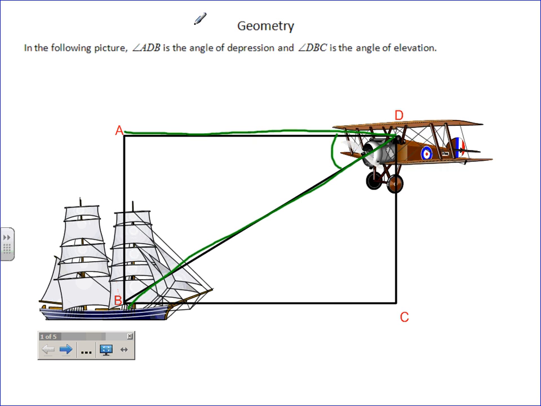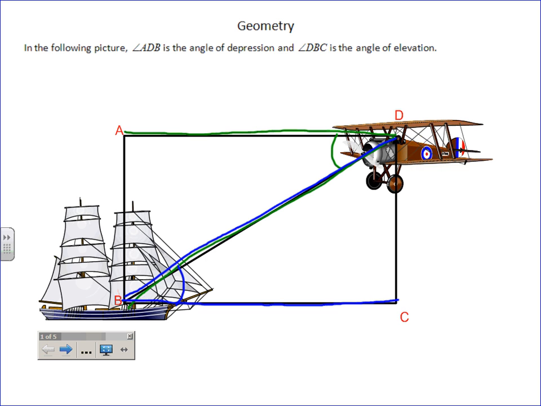So the angle of elevation is slightly different. If I was on the ship and looking straight ahead, that's where I would be looking, correct? Angle of elevation means then you look up, to look up at the plane in this instance. And so that one right down there is the angle of elevation. And that's what it tells you right up here, that DBC is the angle of elevation.